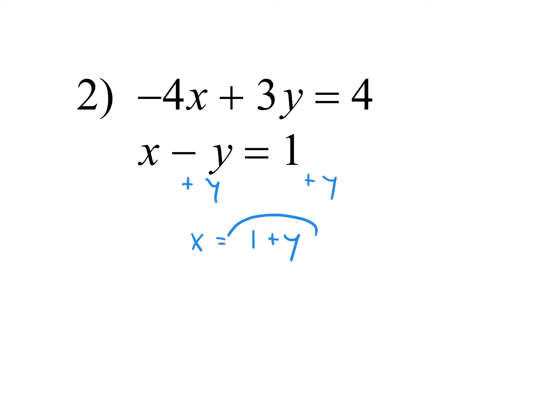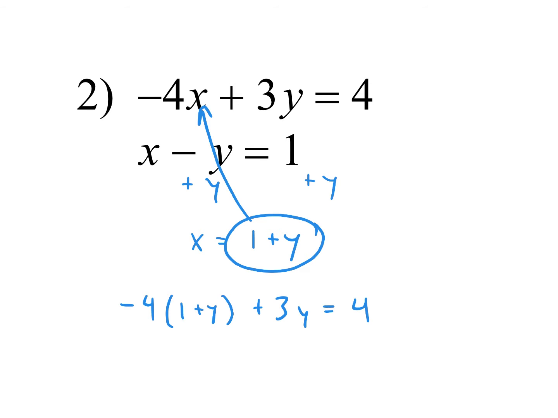Perfect. So now that I have x is equal to this, what do I do with it? Plug it into the first equation. So I'm plugging it into x. So I have negative 4 times (1 plus y), plus 3y is equal to 4. What should I do next? Distribute. So negative 4 minus 4y, plus 3y is equal to 4.